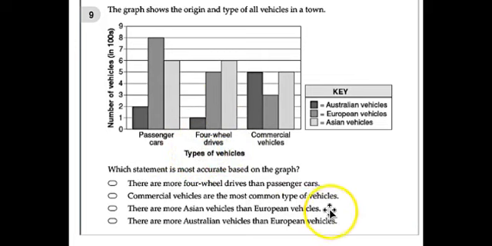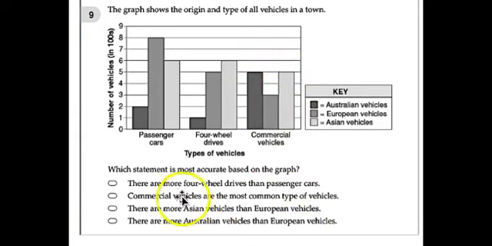And it says commercial vehicles are the most common type of vehicles. Well, that would mean that the commercial vehicles heights, if you added them together, would have to be greater than everything else, and they're not. Okay, you've obviously got more passenger vehicles than commercial vehicles, so this is not true.